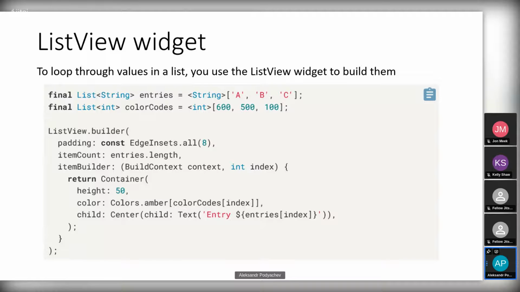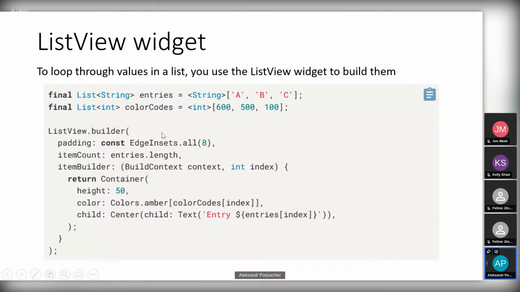One thing that you do have to be aware of is that you can't do for loops directly in a widget if you have a list of items you want to display. So what you do instead is use the list view widget, and that essentially builds your widget for you.